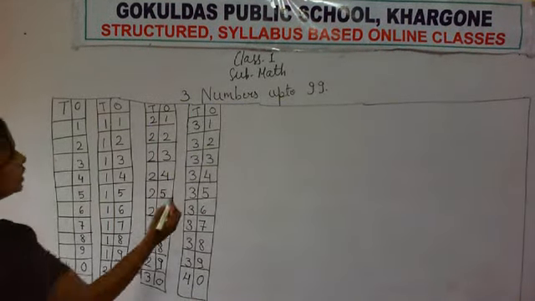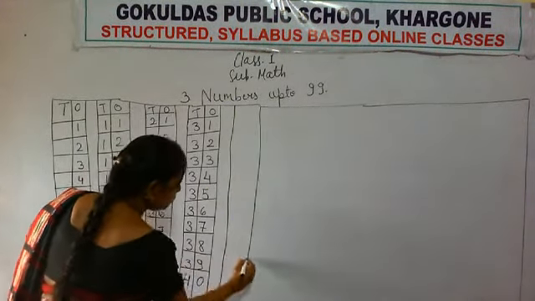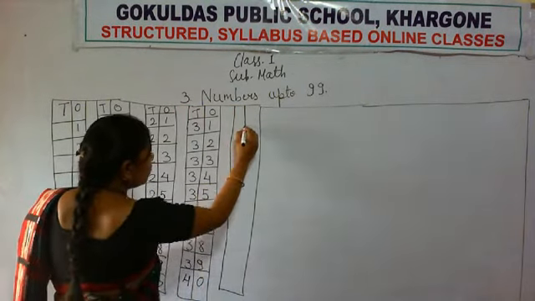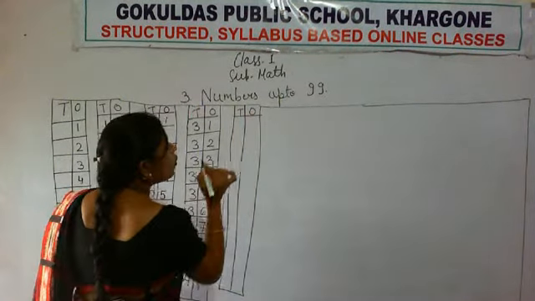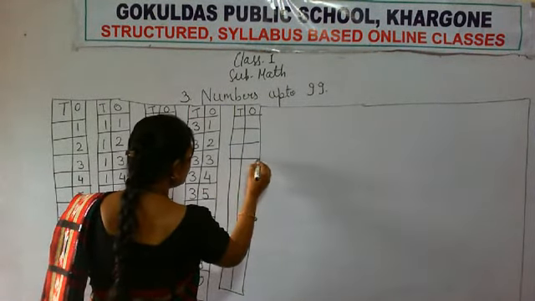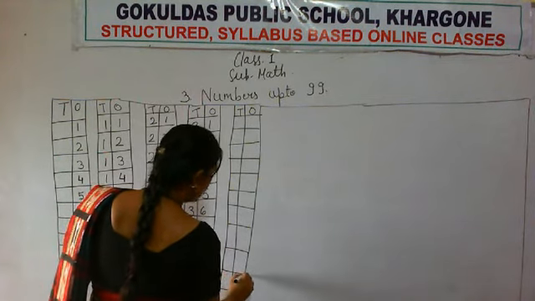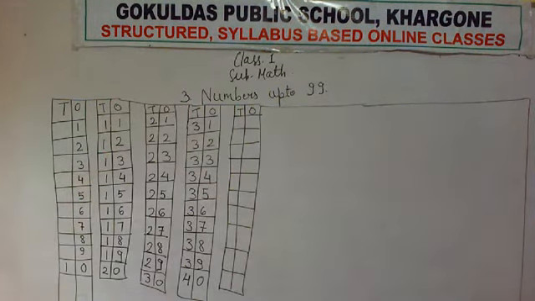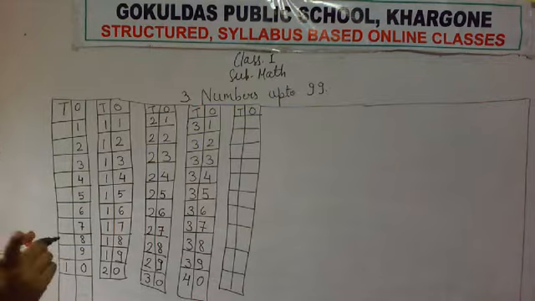Okay. Now again leave one box. You have to skip one box and again from the new box you have to write T for tens and O for ones. Now again start writing with me. 1, 2, 3, 4, 5, 6, 7, 8, 9, 10. Write one number in one box. Don't write two numbers in one box. See how I am writing? I am writing one number in one box. In a similar way you also write.